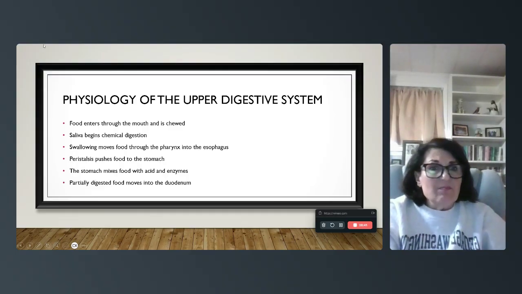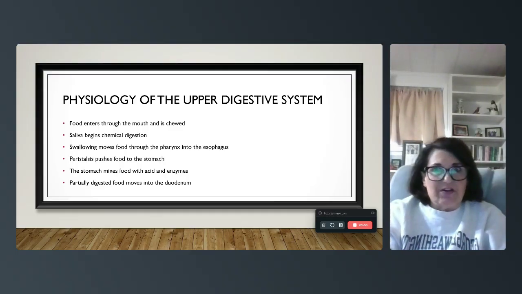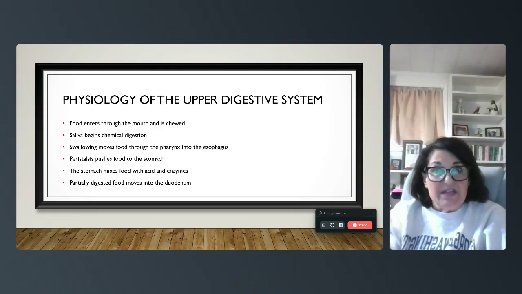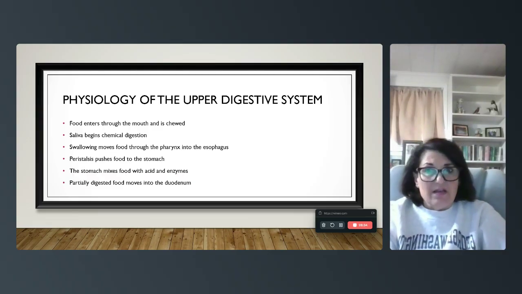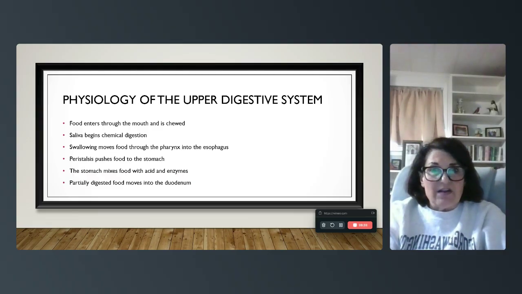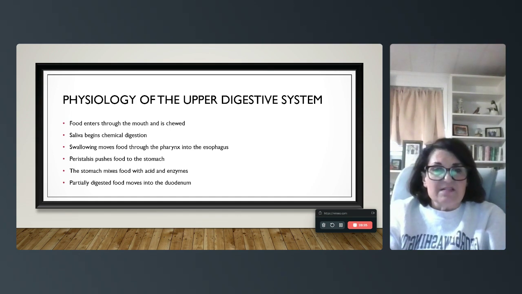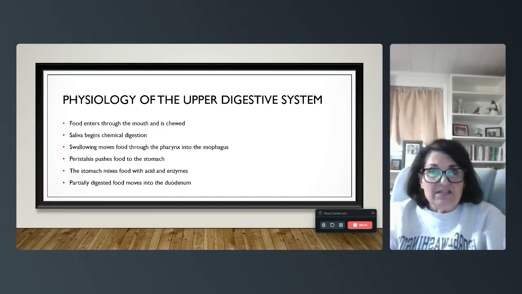Food enters through the mouth and it's chewed, of course. I think we all know that. Saliva begins our chemical digestion. Swallowing moves food through the pharynx into the esophagus. Peristalsis is what pushes the food to the stomach. The stomach mixes food with acid and enzymes, and then partially digested food moves into the duodenum.